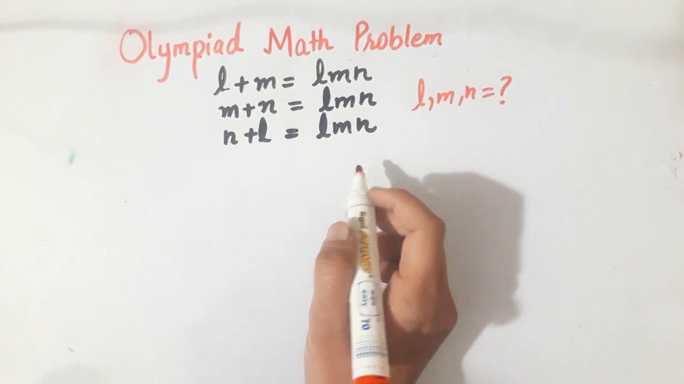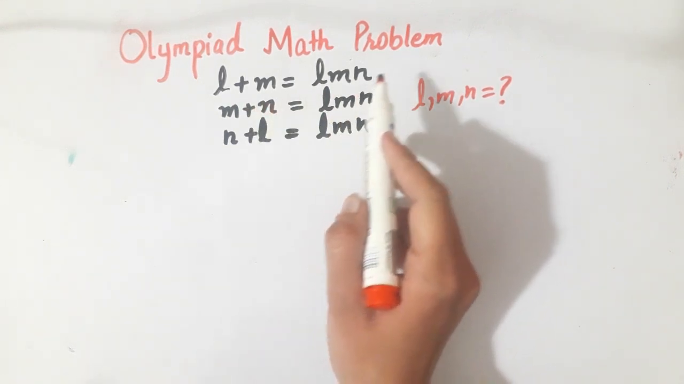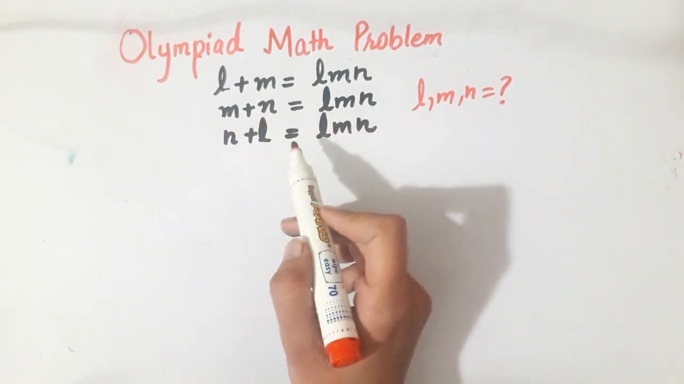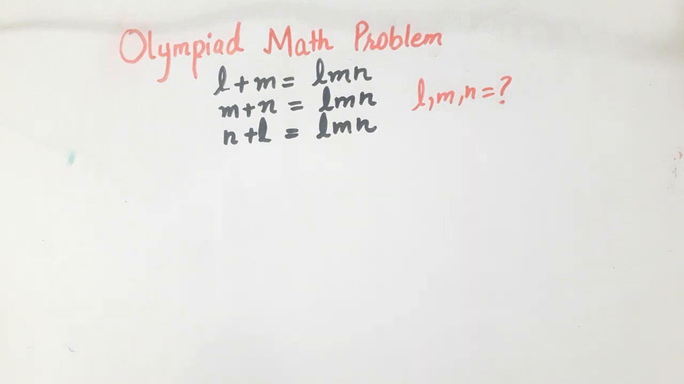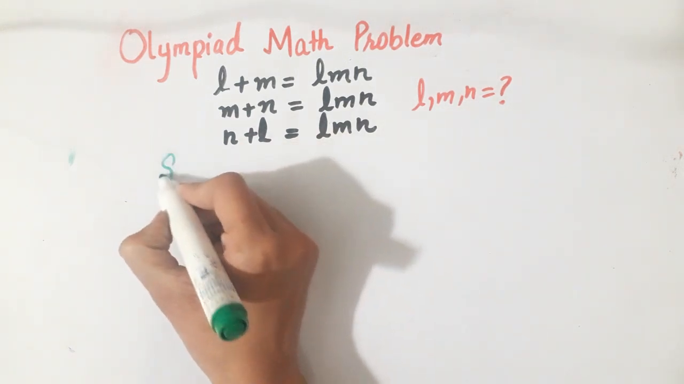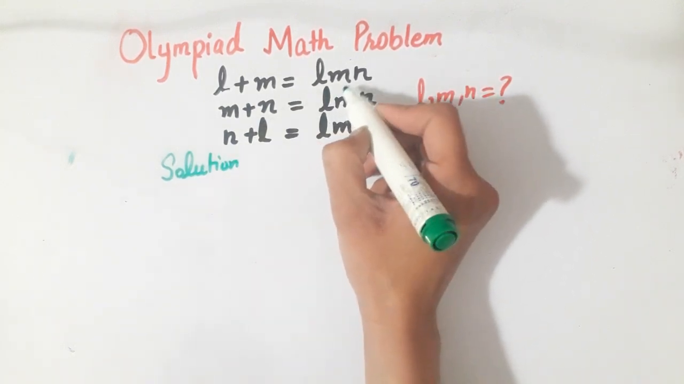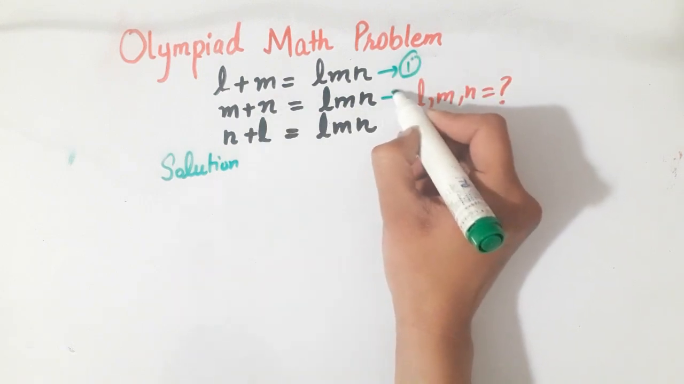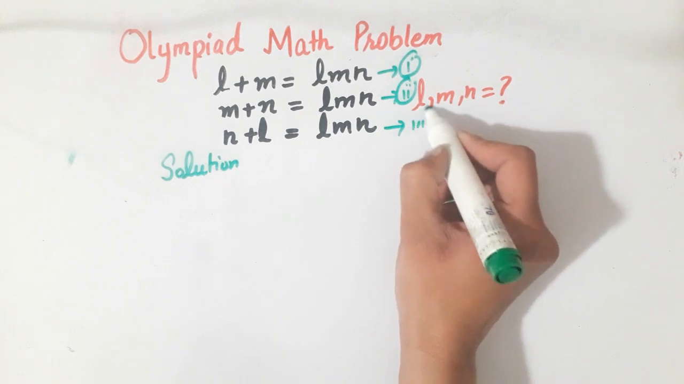In today's video, we will solve an Olympiad math problem: L plus M equals LMN, M plus N equals LMN, N plus L equals LMN. You have to find the value of LMN. So we will solve this question as, first of all, consider L plus M equals LMN. This is equation 1. The second one is equation 2, and the third one is equation 3.